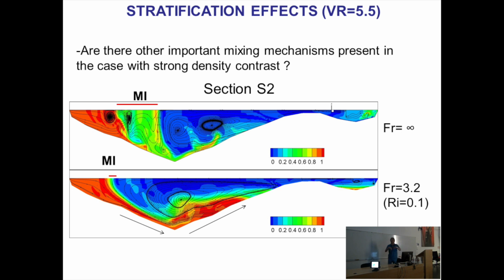So if you look at the total amount of mixing in this cross-section, I wouldn't say that the case with density stratification has less mixing compared to the case with no density stratification. It's that most of the mixing occurs below the free surface, and you cannot see it if you are just looking at the free surface.